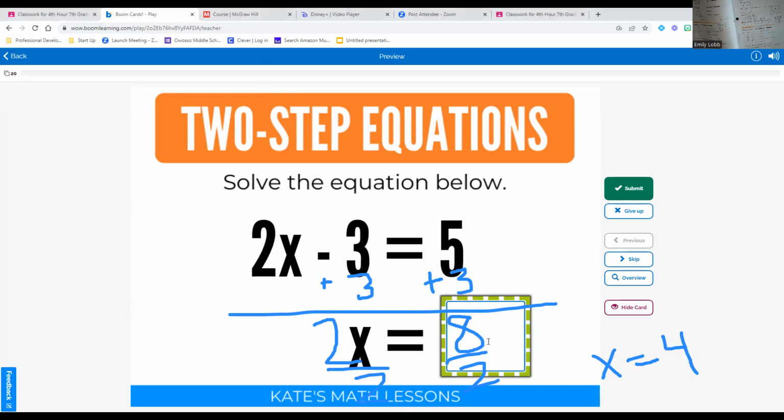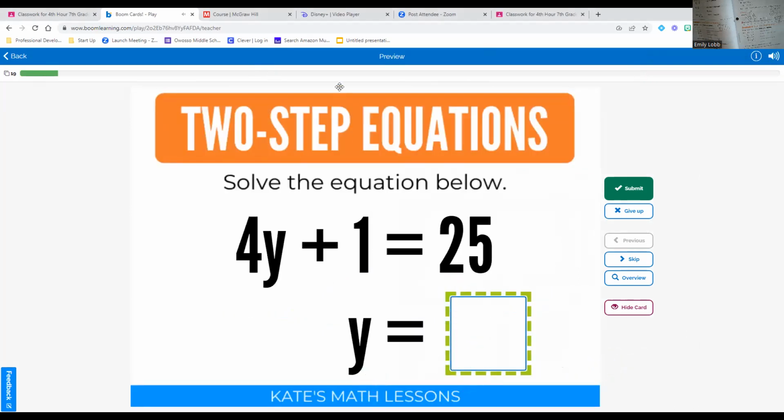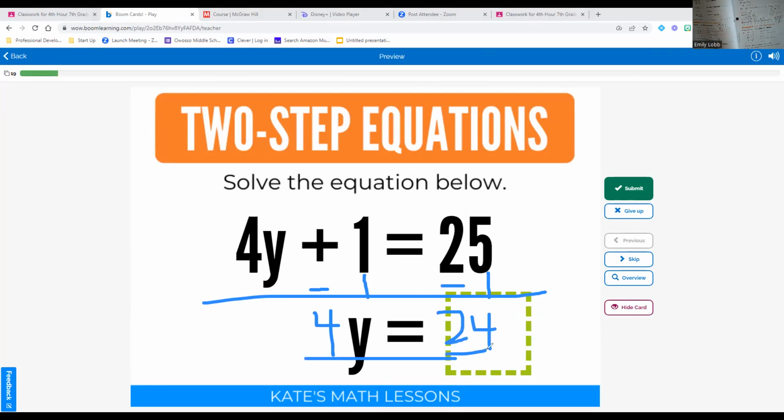So let me do just that. And then again, add or subtract first. So I'm going to subtract 1 from both sides. That gives me 4y equals 24. Divide both sides by what? 4. That's the pattern you're following here. So then you're left with y equals 24 divided by 4 is 6.